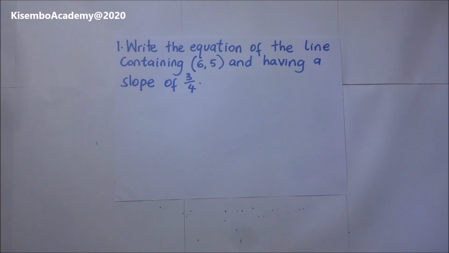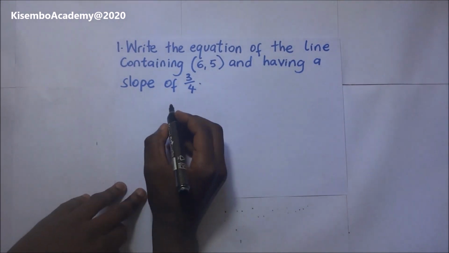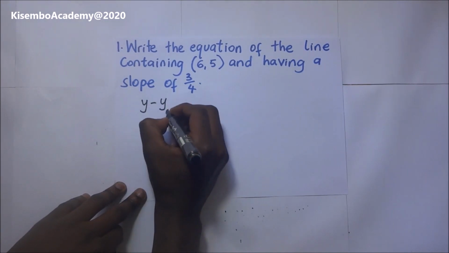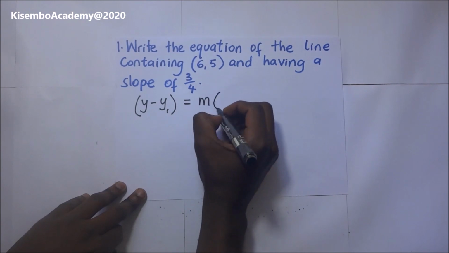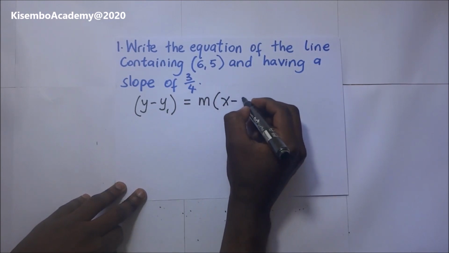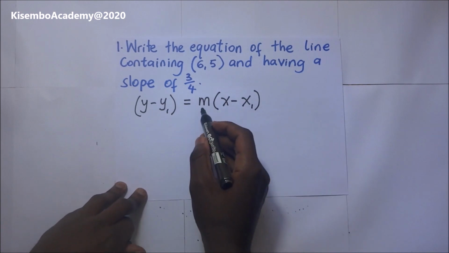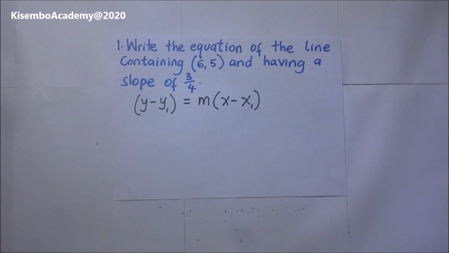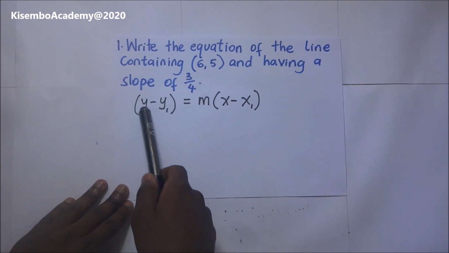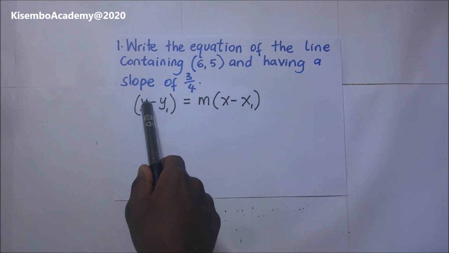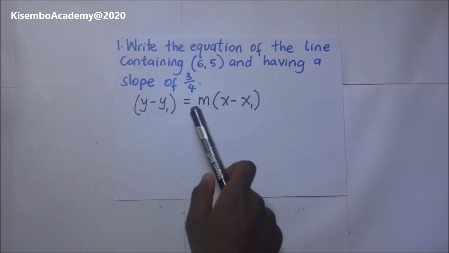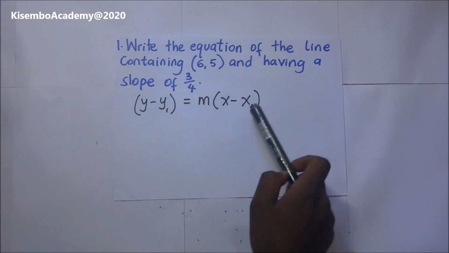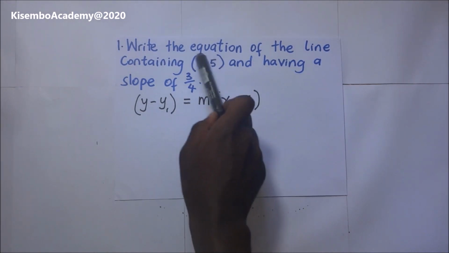Now, the point-slope form looks like this. When you're writing the equation of a line, it's going to be y minus y1 equal to m times x minus x1. Now, the value of m here stands for the gradient, and the points y and x right there are just an arbitrary point, x comma y, and then y1 and x1 is the point that is given.